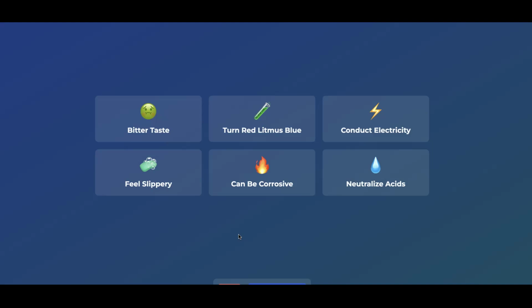Bases have their own set of properties. They have a bitter taste, though again we should never taste laboratory chemicals. Litmus paper test: bases and red litmus paper. Bases turn red litmus paper blue.